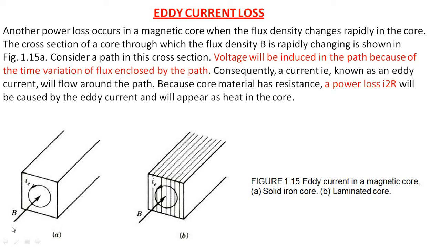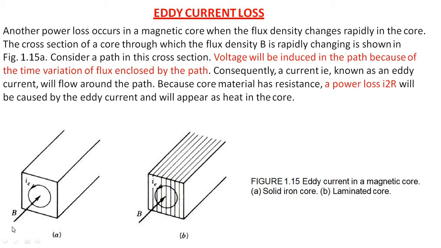Good morning to all. Today we are discussing eddy current loss. Another power loss occurs in a magnetic circuit core when the flux density changes rapidly in the core. The cross section of a core through which the flux density B is rapidly changing is shown in the figure.